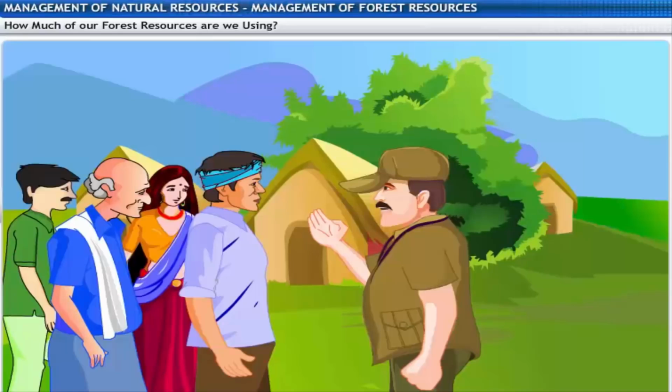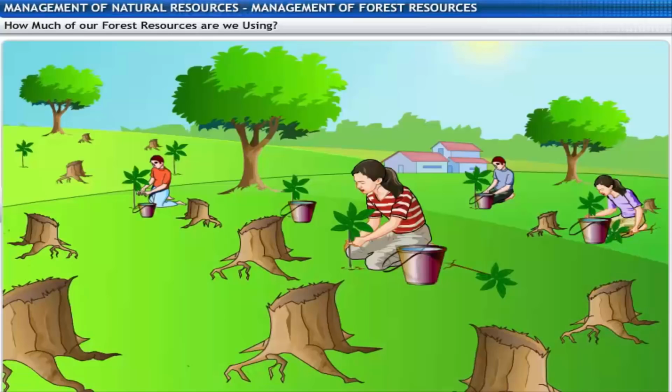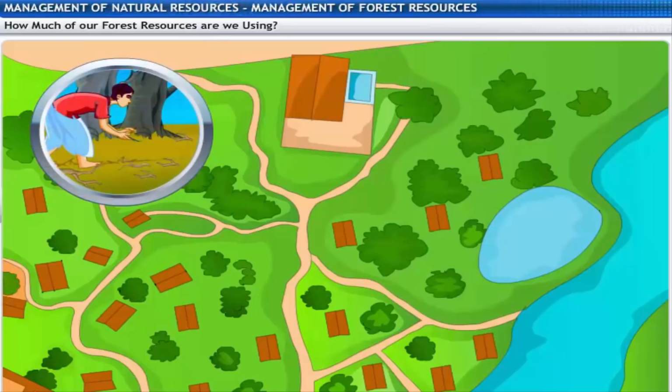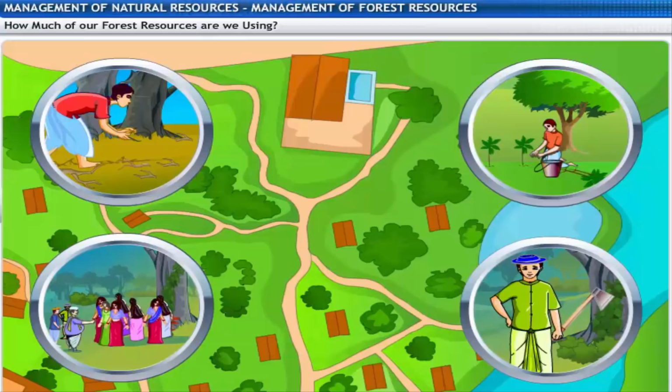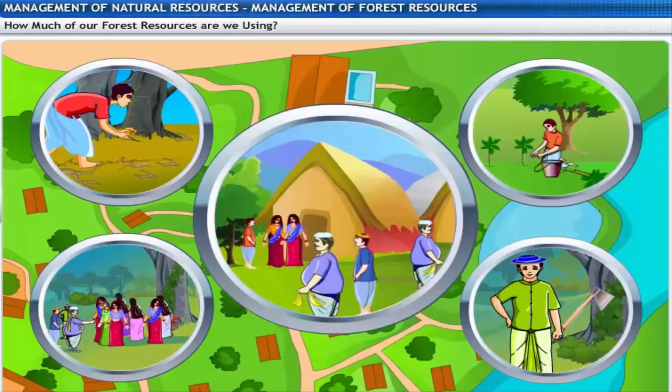Villagers make the government realize that they are also a really important part of the forest. Villagers' interests lie in conserving the forests rather than destroying them. Let's see a few instances of villagers intervening for the conservation of forests.